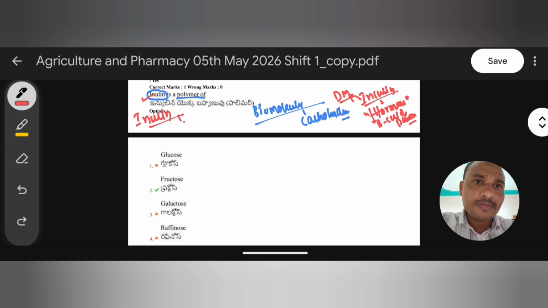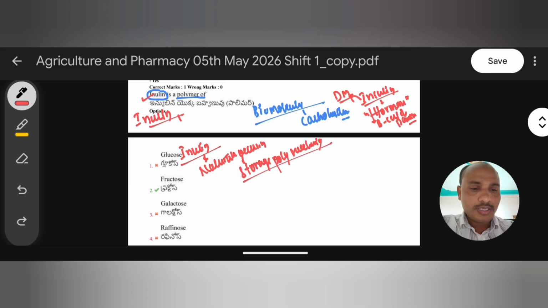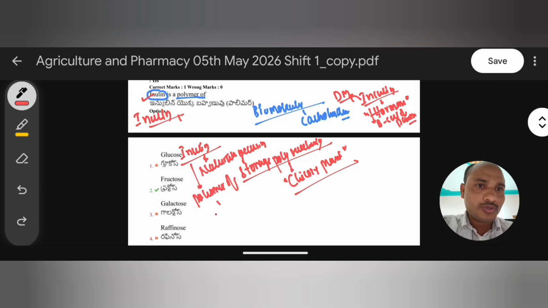So inulin is a polymer of what? Glucose, fructose, galactose, or raffinose. Generally, inulin is a naturally occurring storage polysaccharide, which is found in many plants, especially in the chicory plant. Remember, it is a storage polysaccharide made by the polymer of fructose, very important. So the right answer here is fructose only.